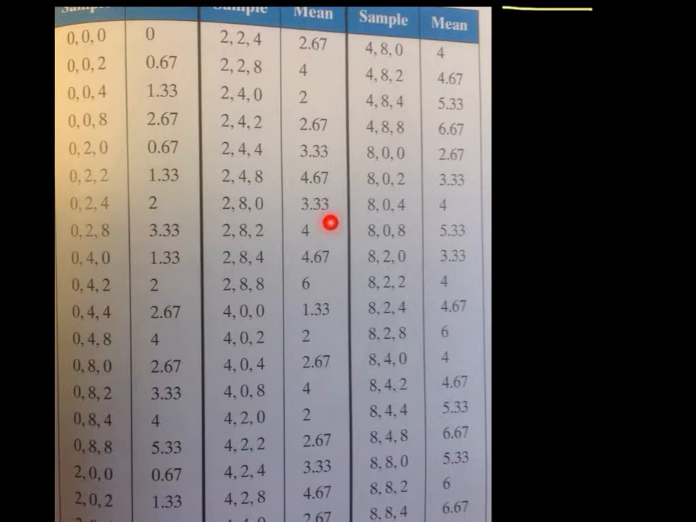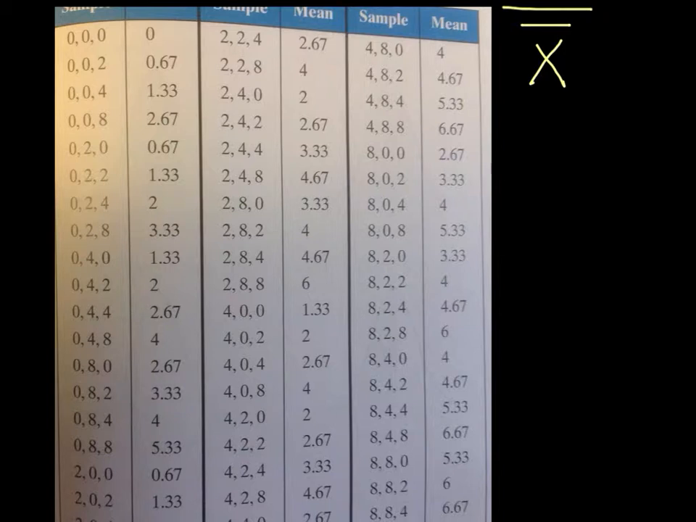And you can see there are lots of different sample means. So if you take all those sample means and put them together in a set, then that is the sampling distribution. The sampling distribution of means is the collection of the means of all samples of the same size. And so that set of these numbers is a sampling distribution.